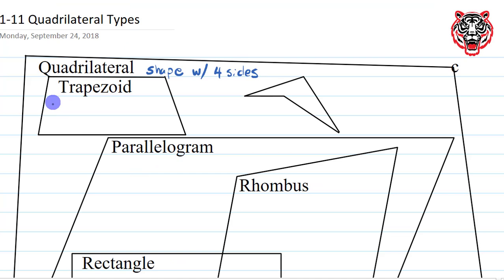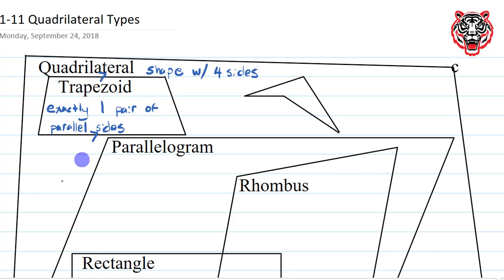Okay, trapezoid. I'm going to say exactly one pair of parallel sides. The reason I use the word exactly is because if I have one pair and another pair, then you're actually a parallelogram. So it can only have exactly one. It can't have two. It can't have more than one. It's not at least one. It's exactly one pair.